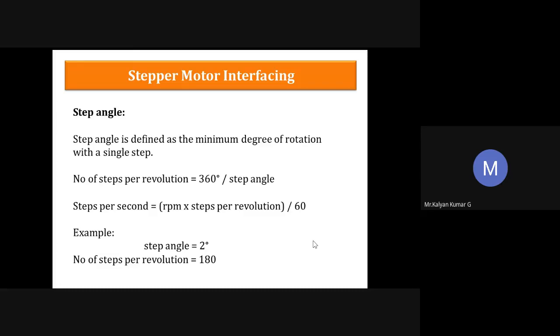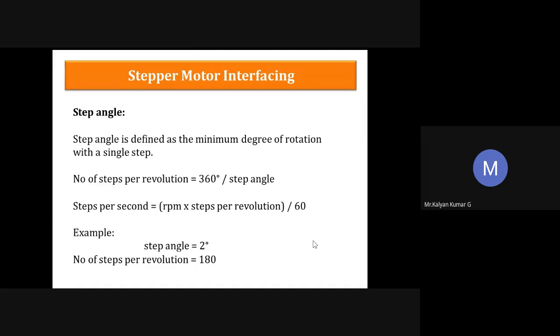Previously, I said something about a step size of 1.8. Suppose I take 1.8, what will happen? 360 divided by 1.8 will be 200, I guess. Am I correct? So that's what I'm saying. Most commonly, the stepper motors which we use for demonstration purposes in laboratories have a step size of 1.8 degrees, which means 200 steps per revolution. So this is the way to calculate your step angle.